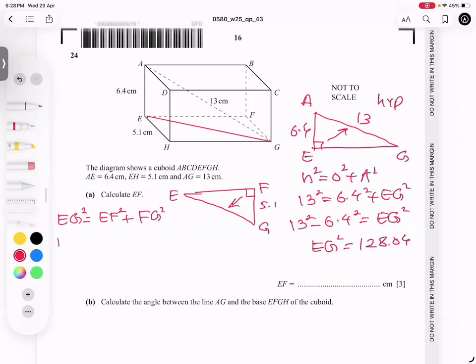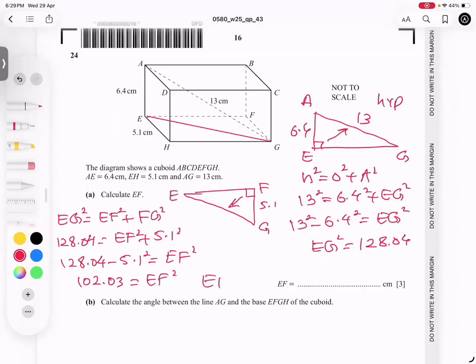So EG square, I'm replacing this value. You take the root or you don't take the root, no problem at all. EF square is my job to find, and FG is 5.1, so I'm writing here 5.1 square. This goes to this side, and I'm writing 128.04 minus 5.1 to power 2 is EF square. Now I'm typing the whole thing in the calculator, and I'm getting 102.03 for EF square. Now I take the root, and EF is 10.1. So 10.1 is my final answer. So the 3 marks are done.